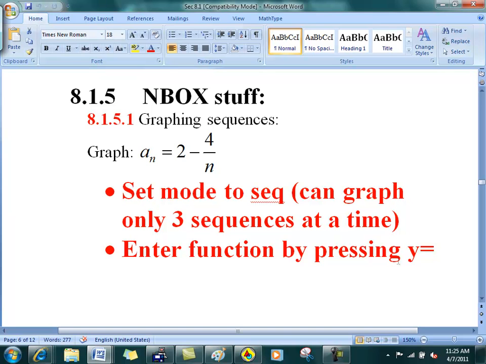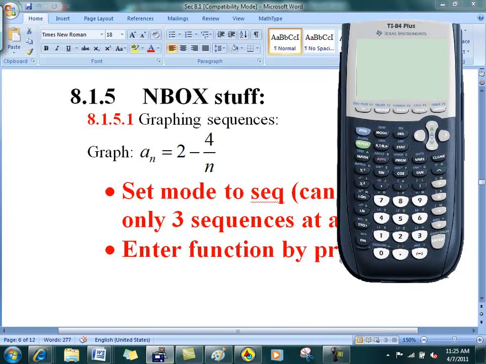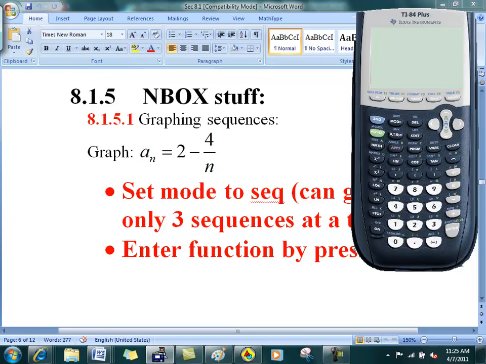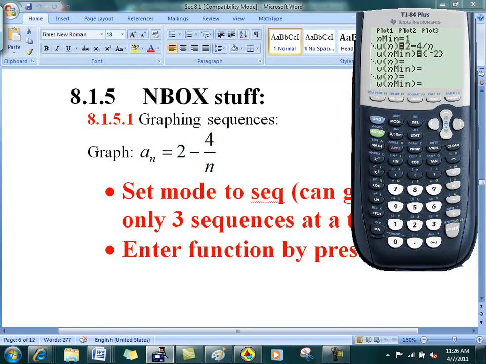All right, N box. So you need to get your graphing calculators out. So today we learn the fourth mode of this graphing calculator. We've done FUNC, we've done PAR, we've done POL. We're going to do SEQ, which stands for sequences. So put your graphing calculator in SEQ mode, and then if you go to y equals, it shows up entirely differently.